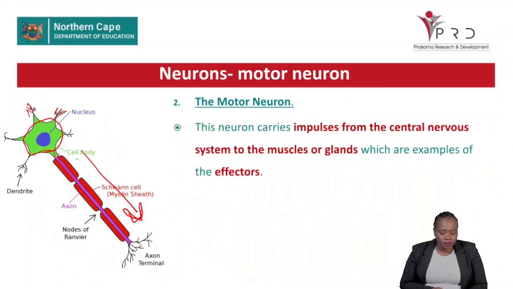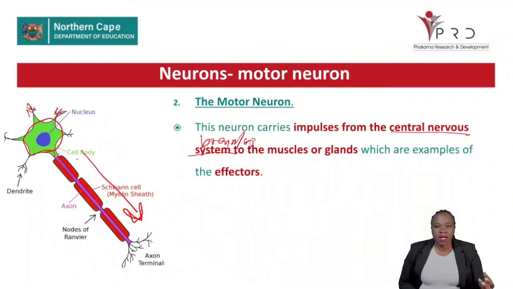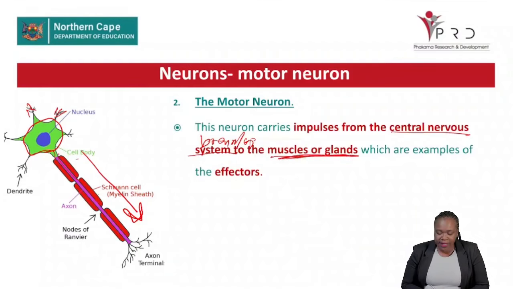So the motor neuron now, it carries impulses from the central nervous system. Remember, when we talk about the central nervous system, we are referring to the brain or the spinal cord. So this one takes the impulses from the brain or the spinal cord to the effectors. We call these ones the effectors. Effectors would be the muscles or the glands. The muscles or the glands are the ones that are now going to bring about a reaction, right? The muscles would relax and contract to bring about a movement or any kind of reaction, whereas the glands are going to secrete certain hormones or inhibit the secretion of certain hormones, right?